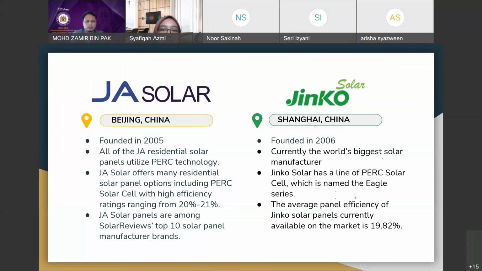The PERC solar cell offered by Jinko Solar is called the Eagle series. The average panel efficiency of Jinko solar panels currently available on the market is 19.82%. The most efficient solar panel available in the US right now is the Jinko Solar Eagle G4, which has a maximum module efficiency of 21.16%. Next, Haziq and Faris will explain further details about the fabrication process of PERC solar cell.